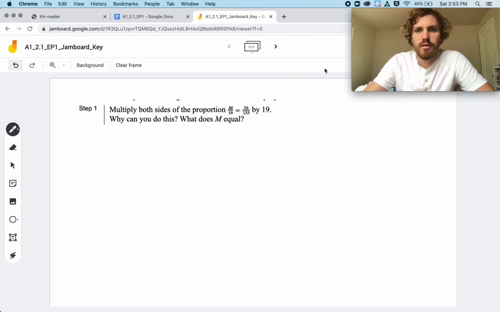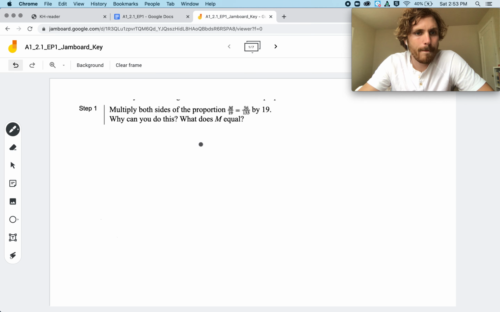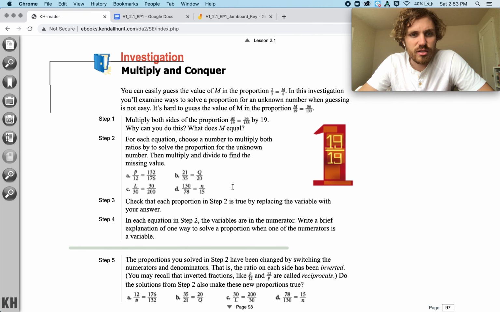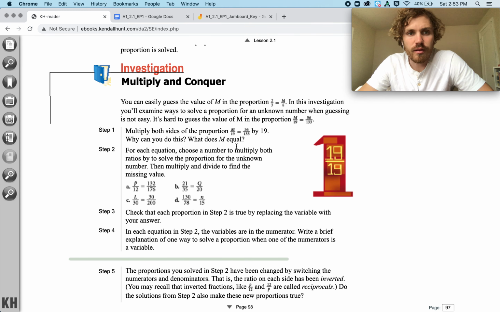What I want to do here is go through this investigation, multiply and conquer, just looking a little bit at some simple proportions and how we can solve them. Okay, so the first step is they say to multiply both sides of this proportion, which remember is a ratio equaling a ratio, by 19. So I'm going to do that.